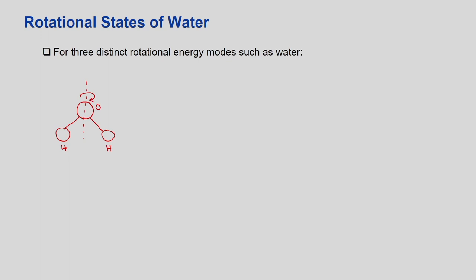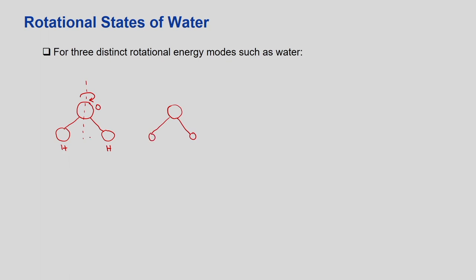This is one rotational energy state. Because there is a rotational energy state, there will be a rotational constant. And if there is a rotational constant, then there will be a rotational temperature associated with it. So you will have another rotational state something like this. Let us say I make the same structure again for the water molecule.